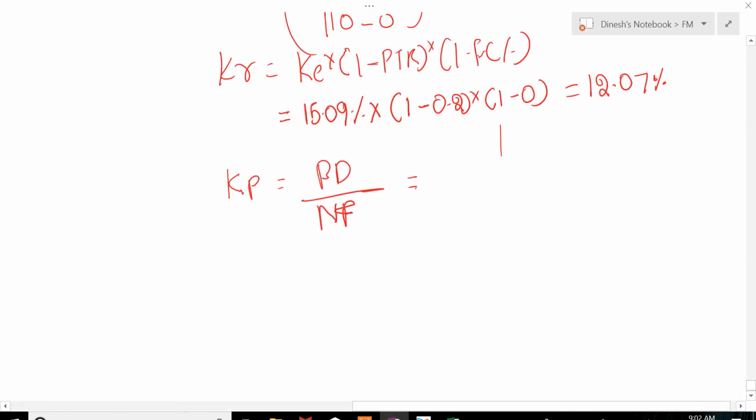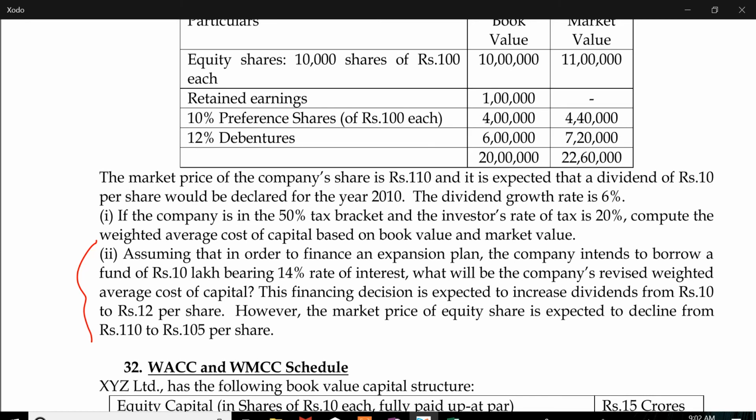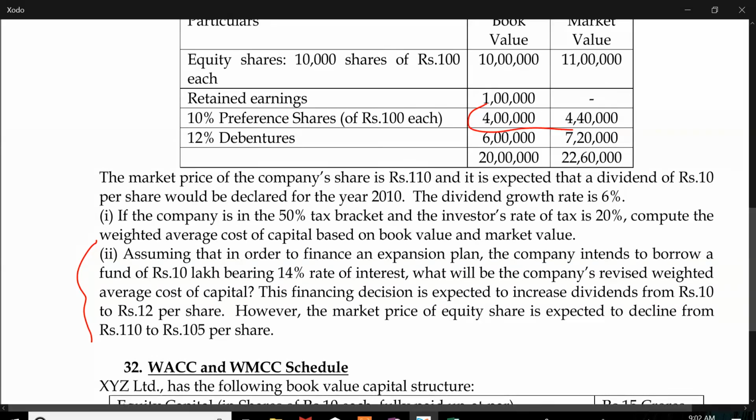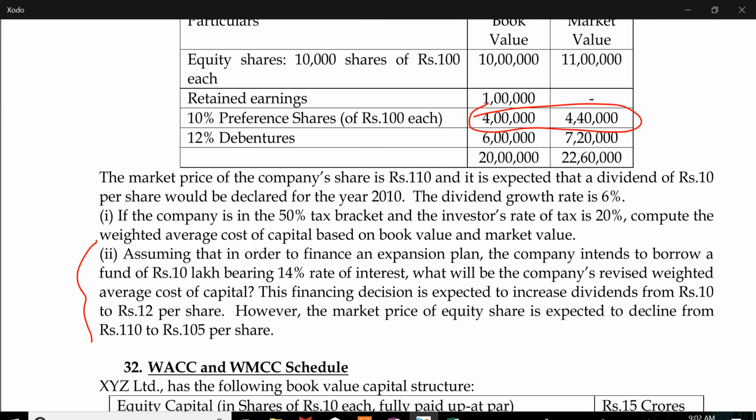10. Net proceeds. Net proceeds is a hidden information. Where is it hidden? It's hidden here: 4 lakh and 4 lakh 40,000. The rule is you go with issue price minus flotation cost, which is not available because there is no information on an issue being done.